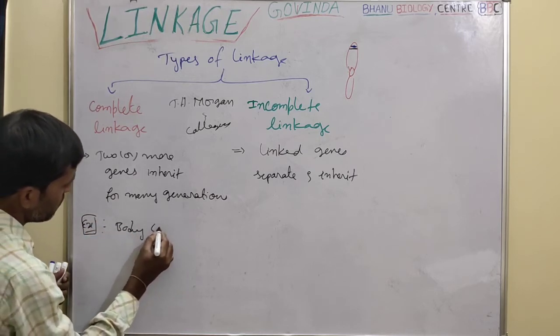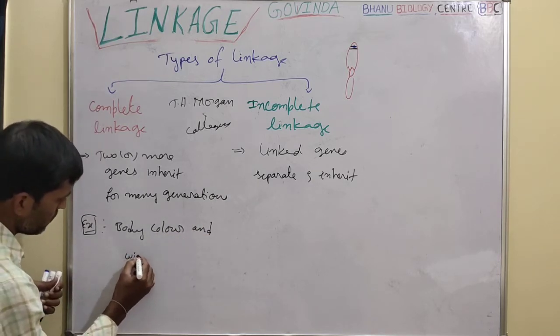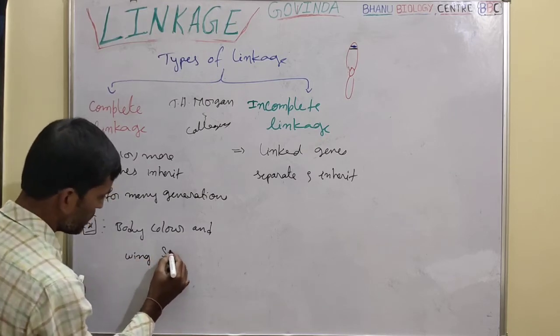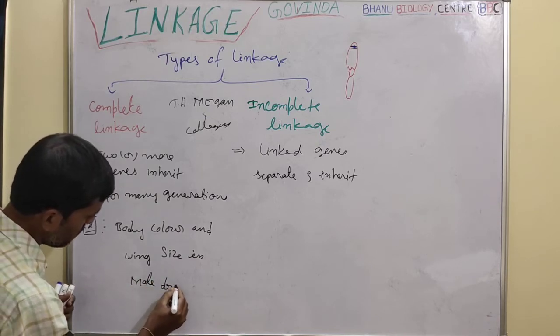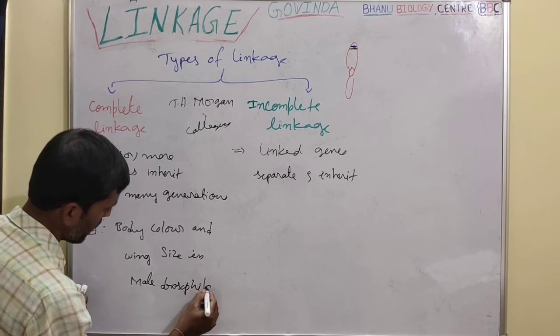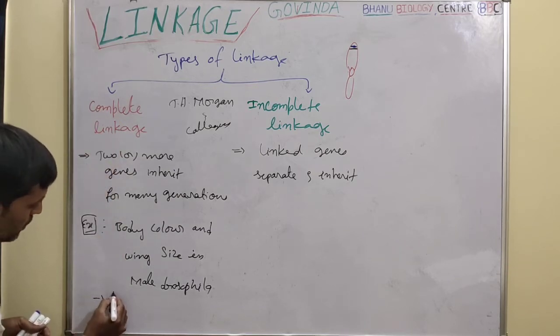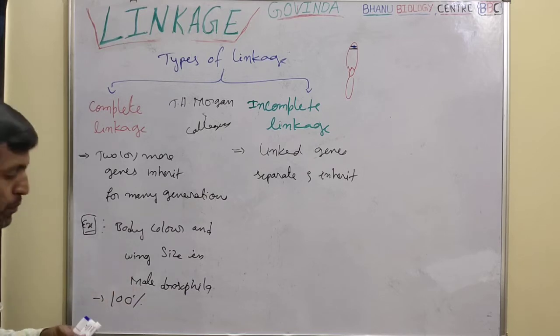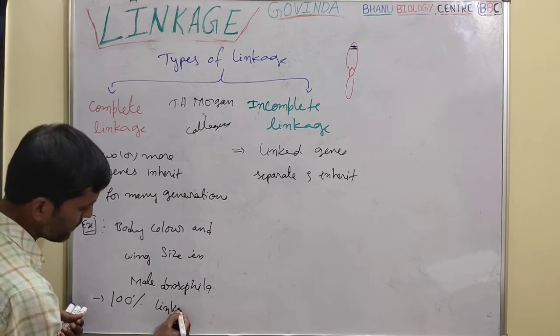Body color and wing size in male Drosophila melanogaster. In male fruit fly, we can see complete linkage. That is the 100% physical association between the genes. The complete linkage ensures the 100% transmission or inheritance of the linked genes.